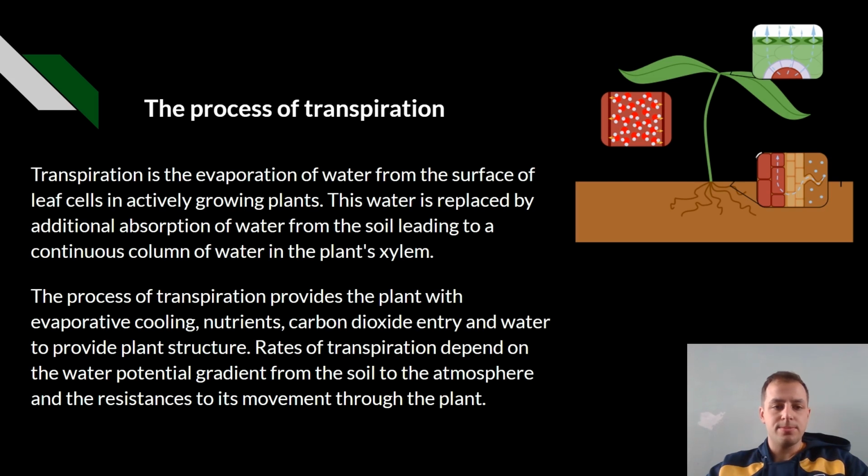The process of transpiration. Transpiration is the evaporation of water from the surface of the leaf cells in actively growing plants. We already know that this water is replaced by the additional absorption of water from the soil, and this leads us to a continuous column of water in the plant xylem. The process of transpiration provides the plant with evaporative cooling, nutrients, carbon dioxide entry, and water to provide plant structure. Rates of transpiration depend on the water potential gradient from the soil to the atmosphere and the resistance of it moving through the plant itself.